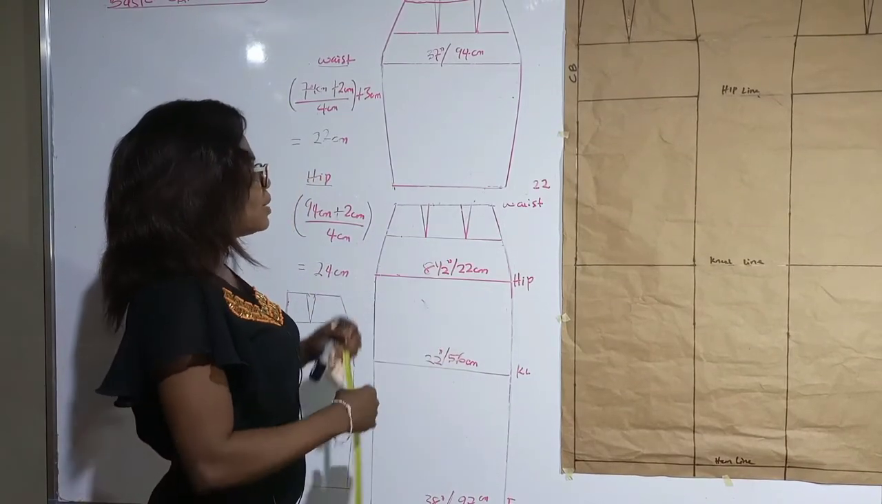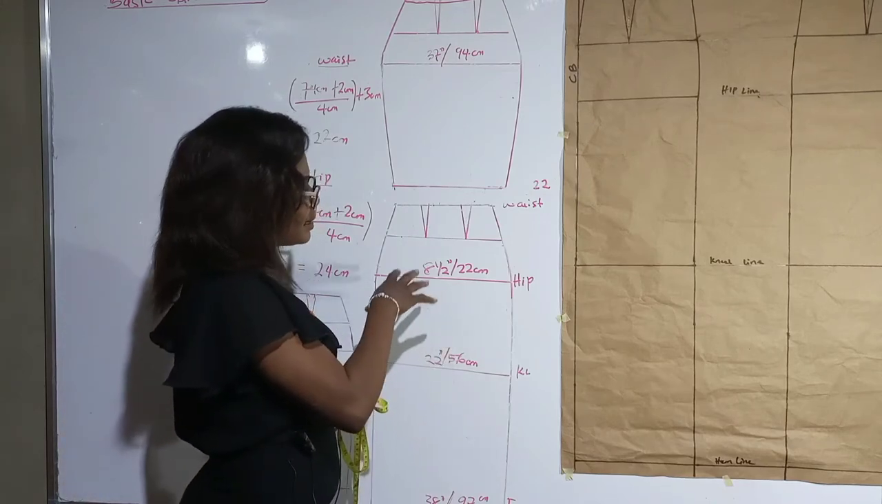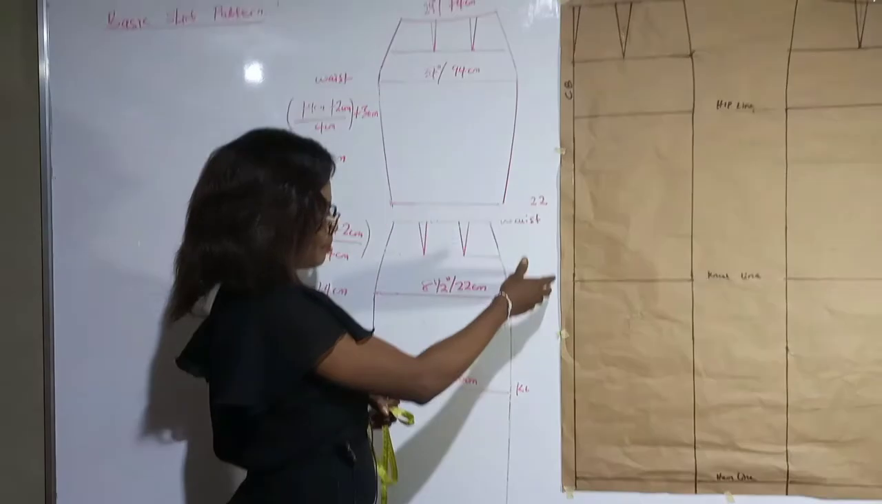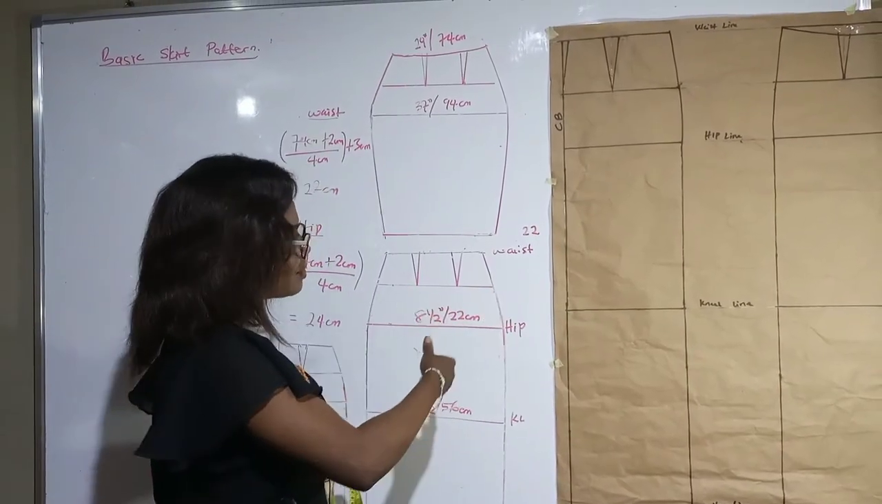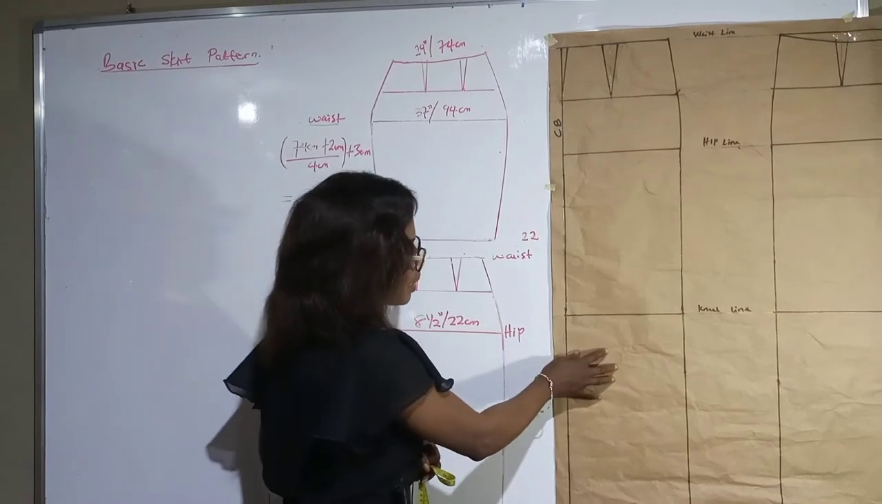Now, I want to explain how you will express all these measurements taken on the pattern. To draft the pattern, you need a template. The template can be the brown paper.